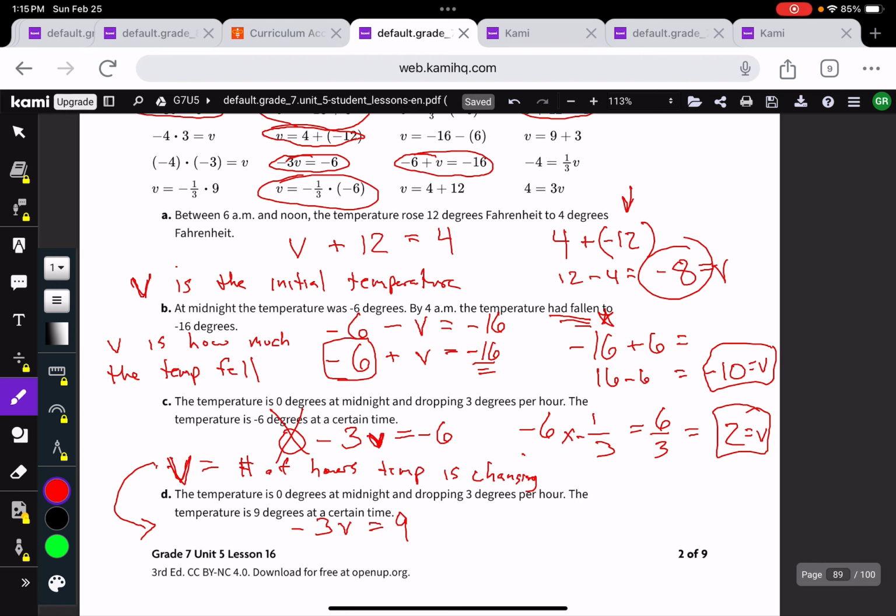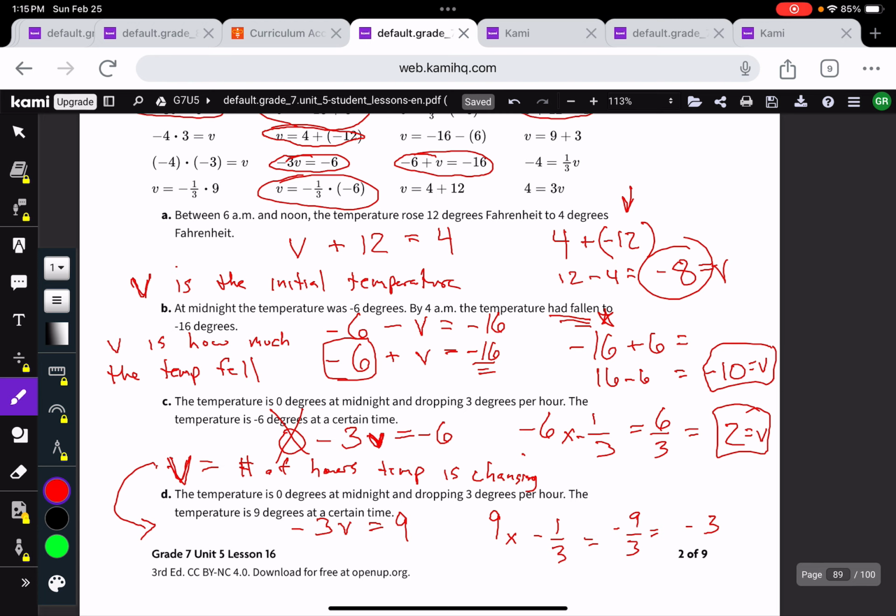Now, in order to solve this, same exact thing. We're going to take this 9 this time and multiply it by a negative 1/3. The multiplicative inverse: 3v means 3 times v. So what's the inverse of 3? It's 1/3, and we'll get a negative 9/3, which is, by the way, a negative 3.